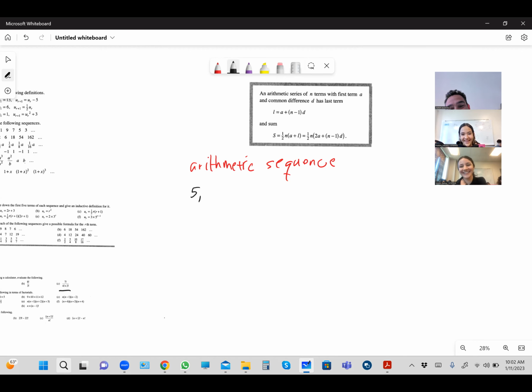All right, people are writing, chatting: 9. Okay. Next one is 11. Next one is 13. Next one is 15. Next one is 17. This is an arithmetic sequence.